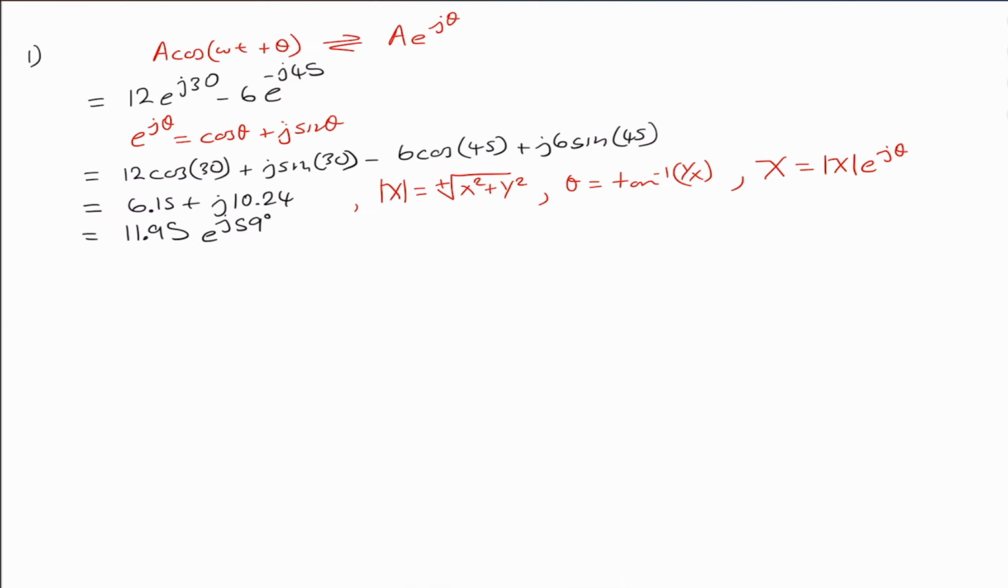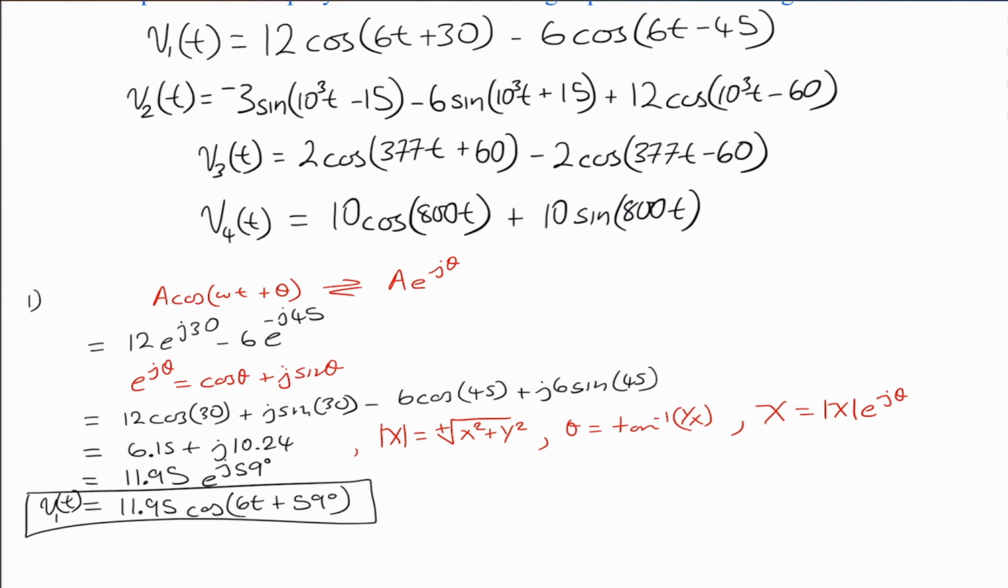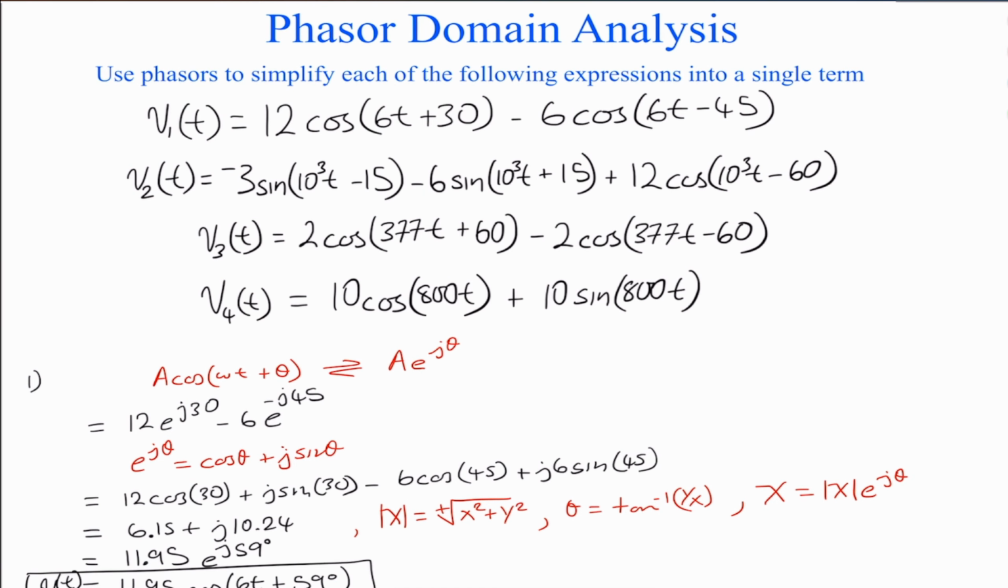Then we can go ahead and reuse the first property, which allows us to convert from time to phasor or phasor to time. So now we're going from phasor to time. A is now 11.95, and we have cosine omega t. Omega t in this case is 6t plus an angle of 59 degrees. So that's v1 of t in a single term.